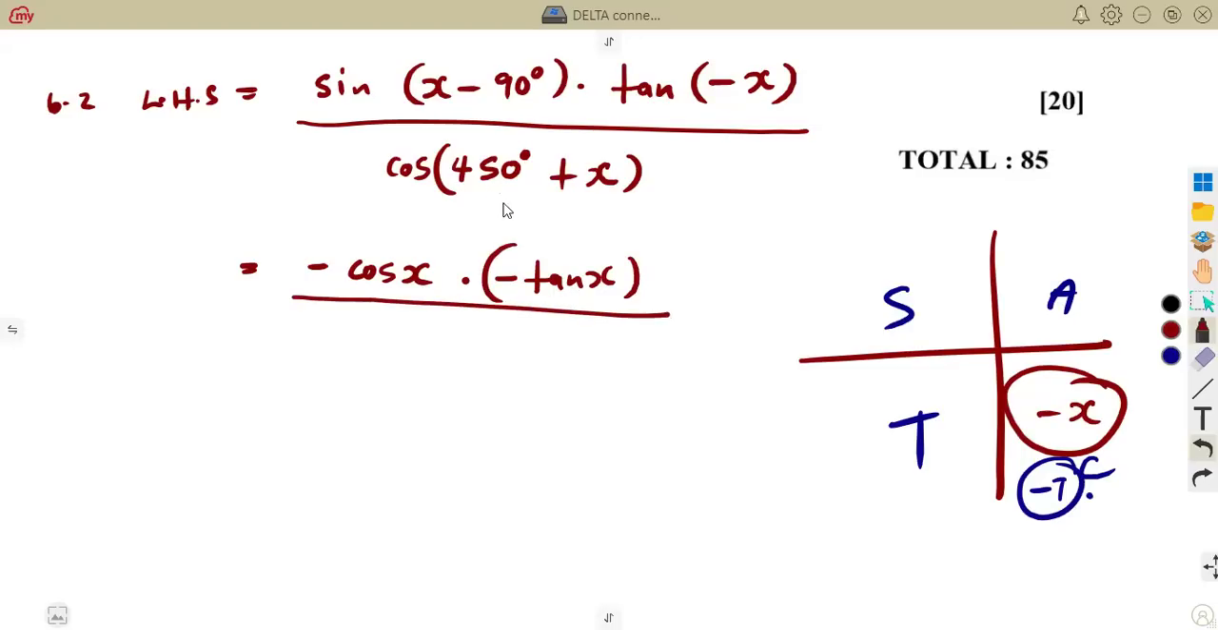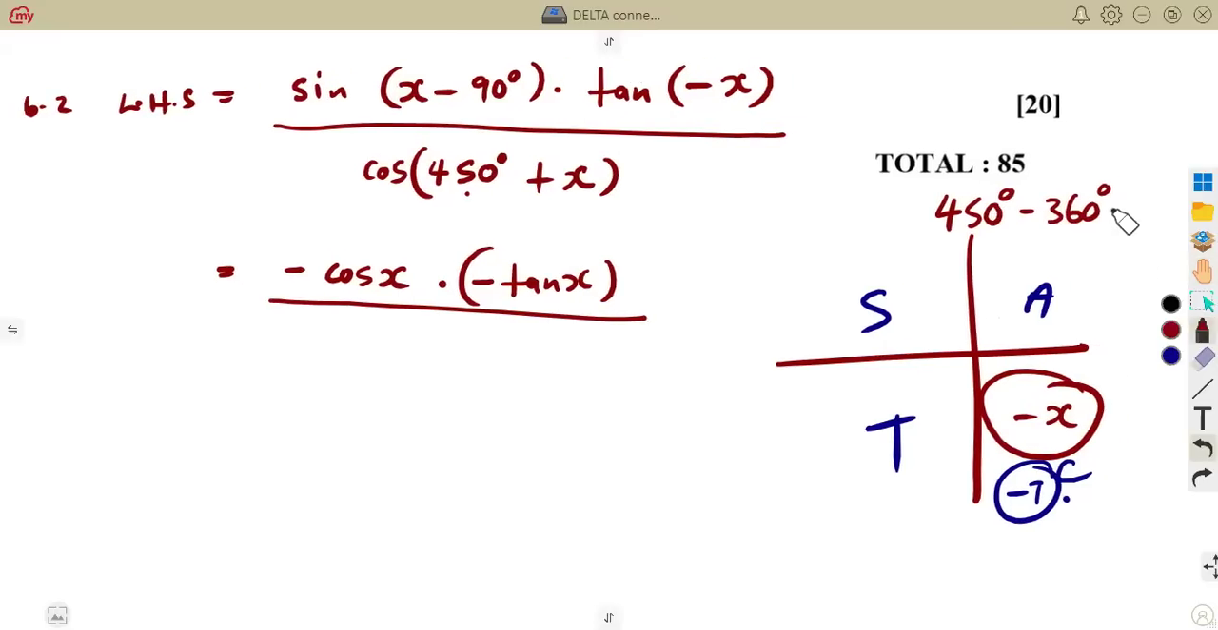Everything over 450. It is more than 360, so subtract 360 degrees. You are going to get 90 degrees. So this is the same as cos of 90 plus x. Remember your core function: cos of 90 plus x takes a negative sign. It lies in the second quadrant, where cos is negative, so the sign is negative.